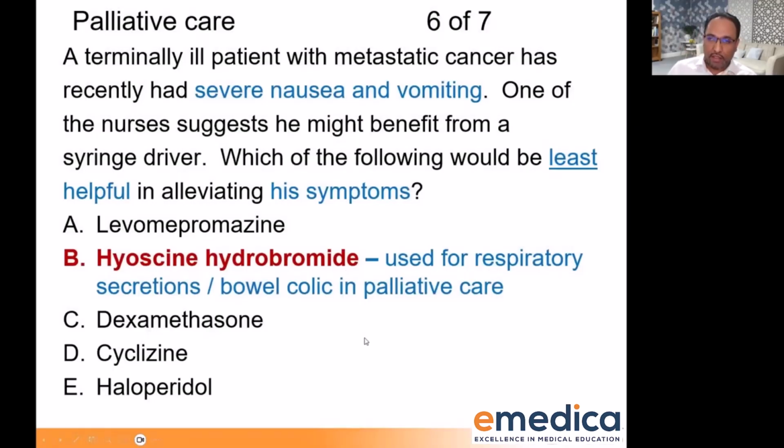Hyoscine hydrobromide can be used in a palliative care setting, but it's used to clear respiratory secretions or to help with bowel colic, not for nausea and vomiting. So do you see, all of the others may be of some help depending on the specifics. For example, it says metastatic. When might dexamethasone be particularly useful? If someone had brain mets, think about a cause in that kind of context of severe vomiting. It can be really helpful in that situation. Okay, but hyoscine hydrobromide, it can be used, but it's used for these things, not for severe nausea and vomiting.